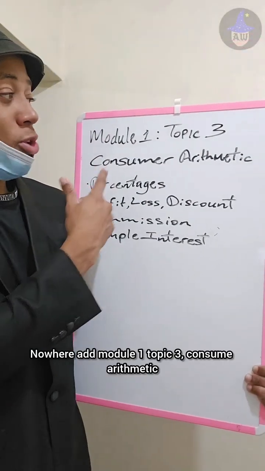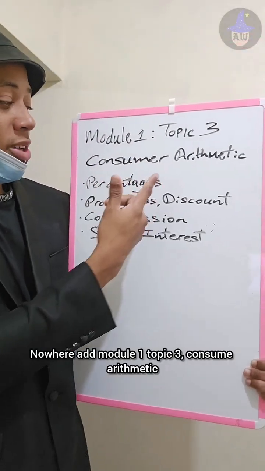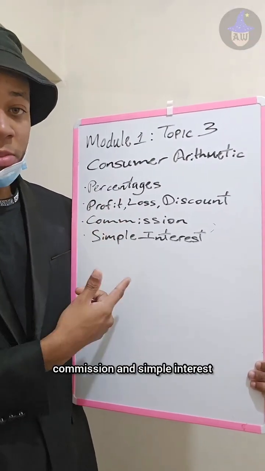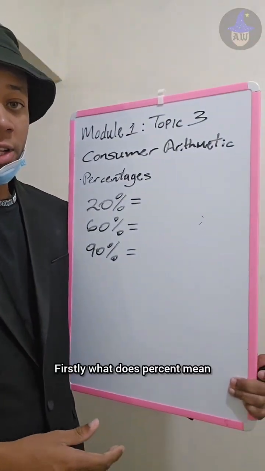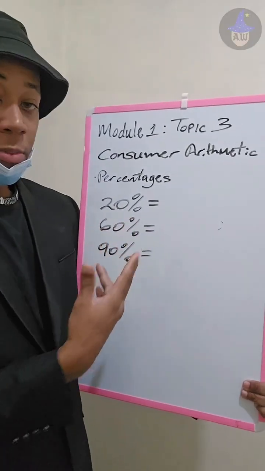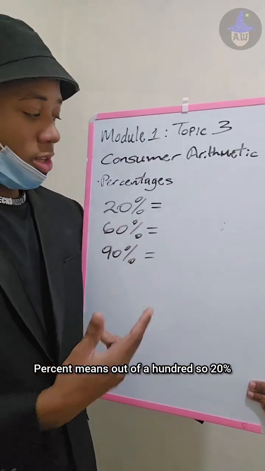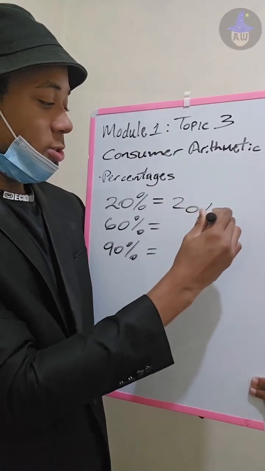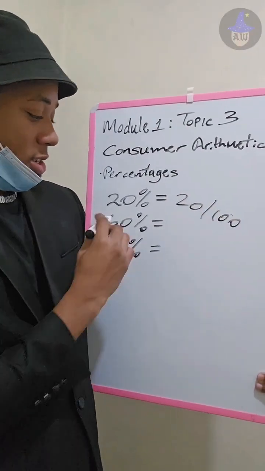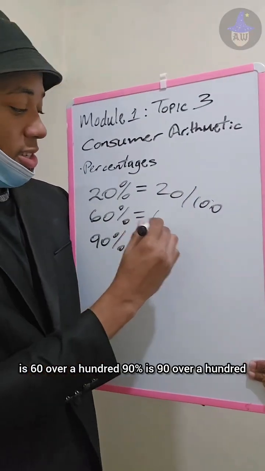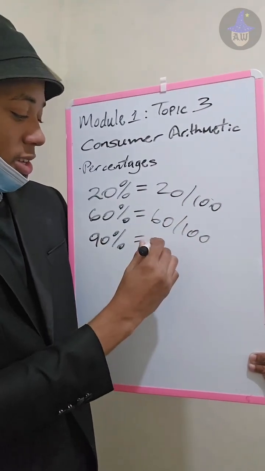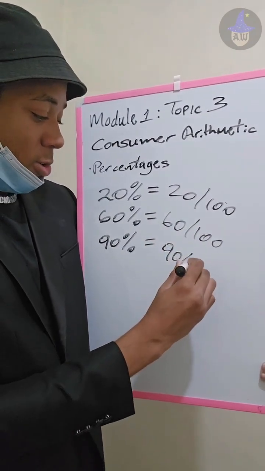Now we're at Module 1, Topic 3, Consumer Arithmetic. This is about percentages, profit, loss, discount, commission, and simple interest. Firstly, what does percent mean? Percent means out of 100. So 20% is 20 over 100. 60% is 60 over 100. 90% is 90 over 100.